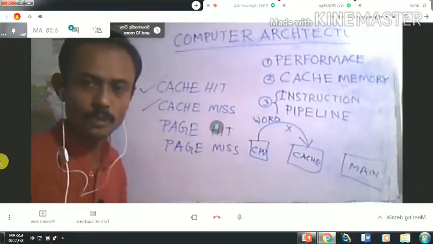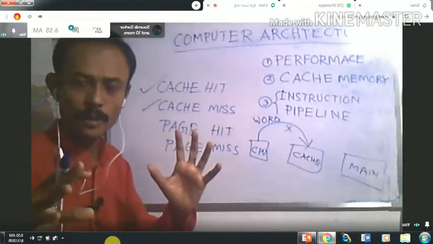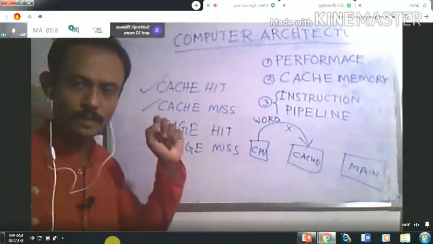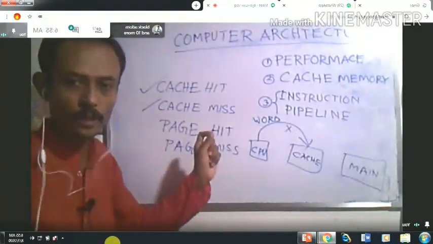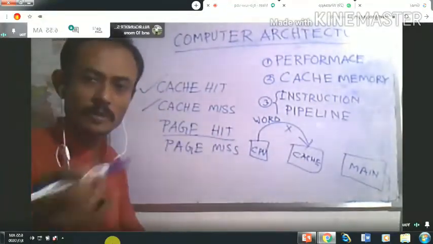These two terminologies are very, very important for performing the different mathematical solutions from the cache memory, and for understanding. What is called the cache hit and what is called the cache miss. Clear? Next, page hit. What do you mean by page hit?